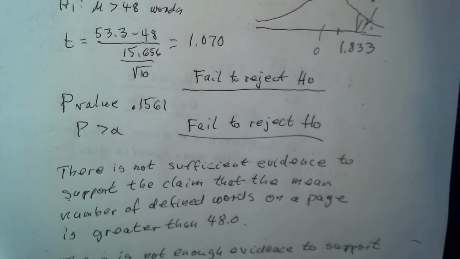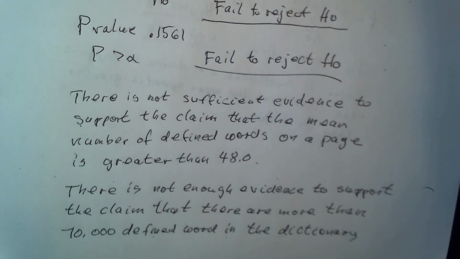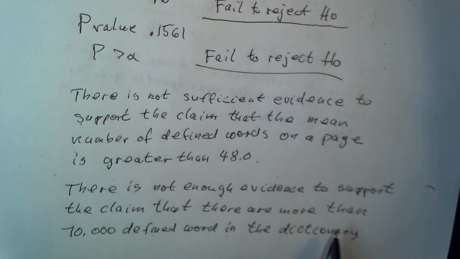So let's state our conclusion, and actually two. First of all, about the rejection, not to reject the null hypothesis. So here we say there's not sufficient evidence to support the claim that the mean number of defined words on a page is greater than 48. But there was also the other question about what it says about the claim that there are more than 70,000 defined words in a dictionary. And here we can also say there's not enough evidence to support the claim that there are more than 70,000 defined words in the dictionary.